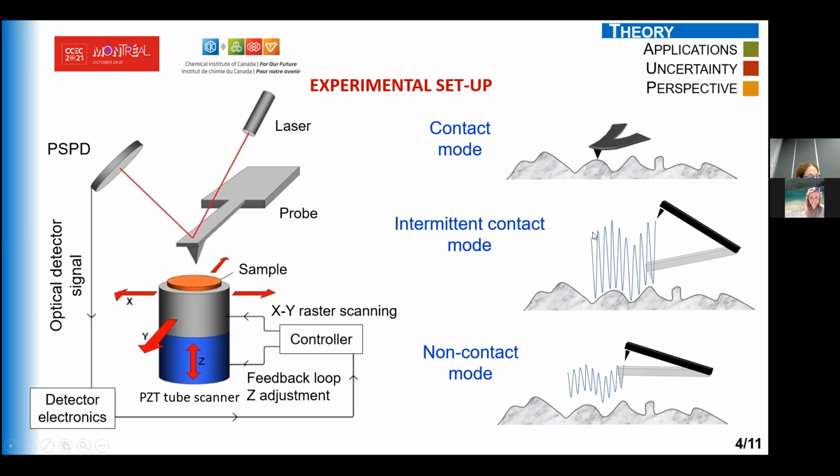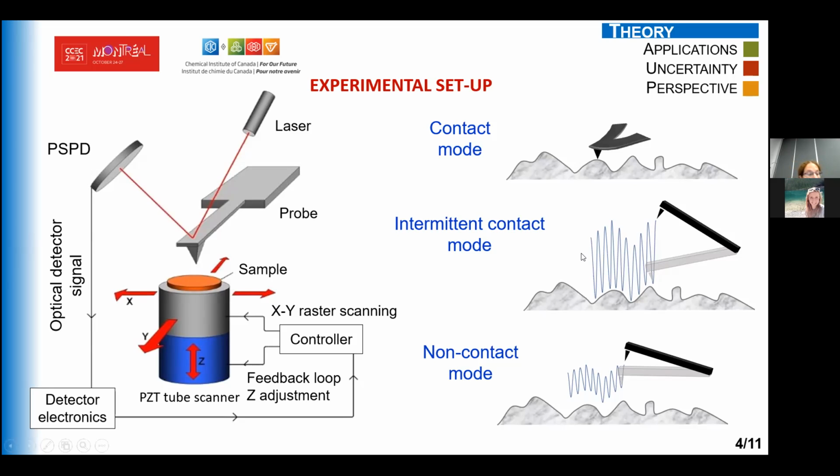AFM can be run using 3 modes of operation. The first mode is the contact mode, where the tip is in continuous hard contact with the sample surface during the entire raster scan. The tip sample separation distance is less than a few angstroms, and we are in the repulsive regime of the force distance curve shown in the previous slide.